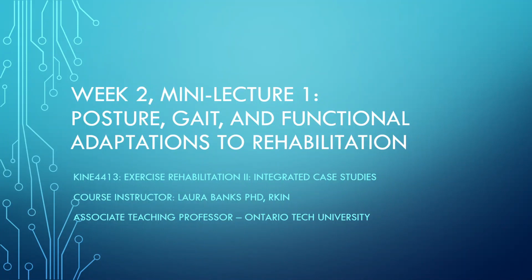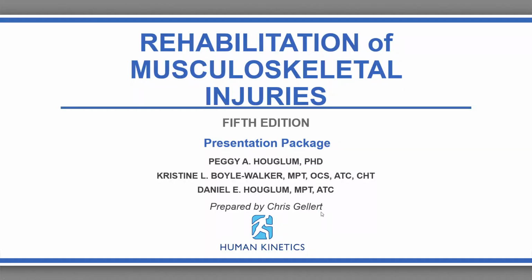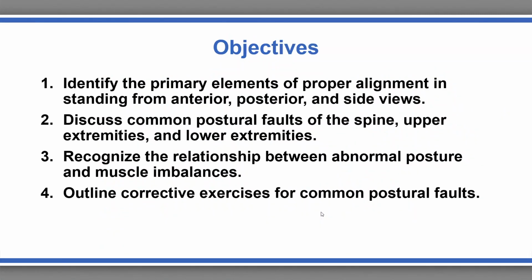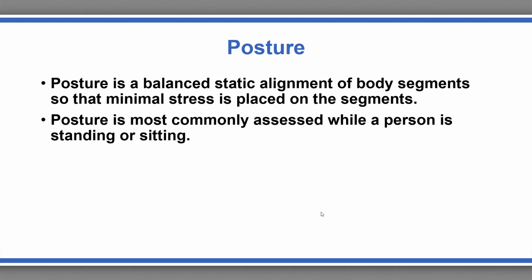Welcome to Week 2 Mini Lecture 1 on Posture, Gait, and Functional Adaptations to Rehabilitation. In this series of lectures for this week, we are looking at chapters 6 through 8 within the Rehabilitation of Musculoskeletal Injuries, which is your required textbook for this course. A number of objectives have been outlined for chapter 6, and chapter 6 is primarily focused on posture, and that is where we will begin our lectures.